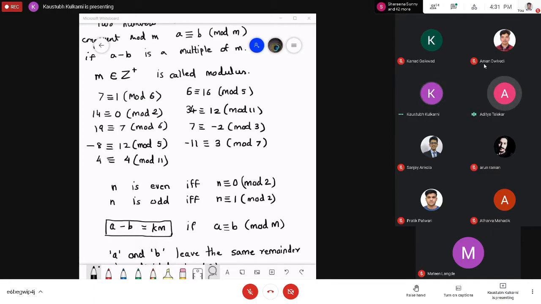Sir, you said that A and B will leave the same remainder. Yes. If it is not between 0 to m minus 1. If B is not between 0 to m minus 1. Okay, but any counter example, why do you doubt this? Any counter example you have? I didn't get that.